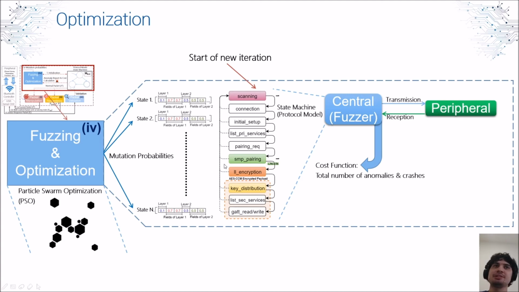So every iteration it tries to improve by using a custom function such as the total number of anomalies and crashes. We are not using other custom functions such as timing, because in the case of Bluetooth Low Energy that can vary a lot. So by using anomalies, our goal is to focus the fuzzing on the parts that are mostly causing issues, and then we can arrive at a better conclusion where there are more security problems.